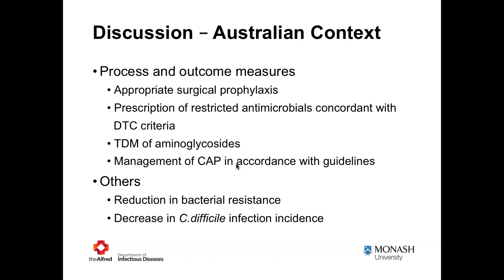Again, the process and outcome measures in context. So these outcomes were a little bit appropriate for surgical prophylaxis. Certainly prophylaxis was not mentioned as part of the metrics at all, whether it fell in under the banner of prescribing according to guidelines, it's unclear. There's also a description of restricted antimicrobials, which was important, with drugs and therapeutic criteria. Again, the establishment of formularies, etc., and prescription according to formularies was not mentioned as part of the metrics in the US system. There's also mention of therapeutic monitoring, such as aminoglycosides, and that was not included. And they talked about management of CAP in accordance with guidelines. Again, whether that fell into that broad catch-all term of prescription according to guidelines or not is unclear.